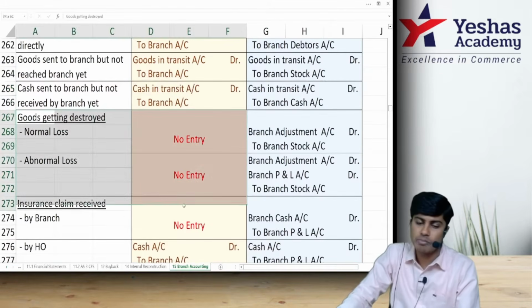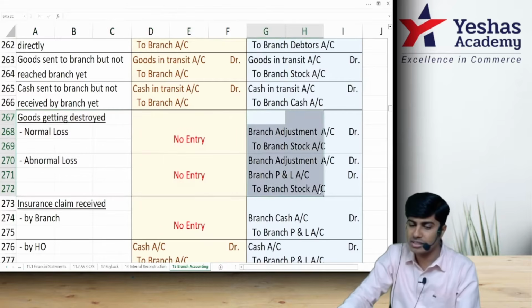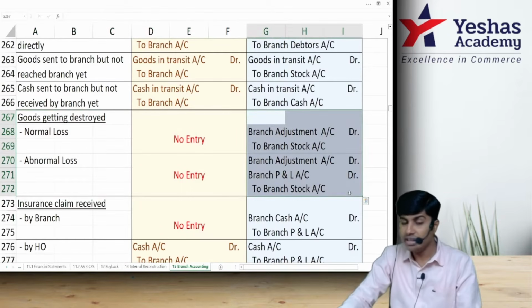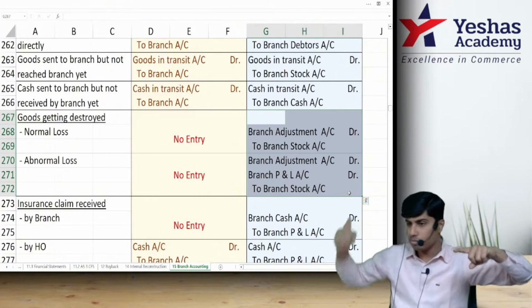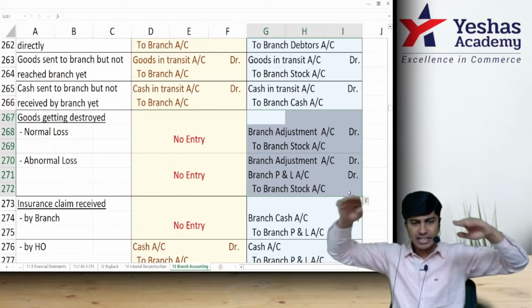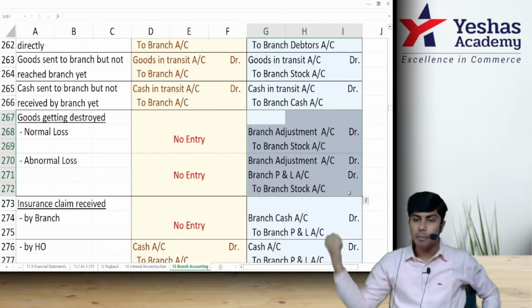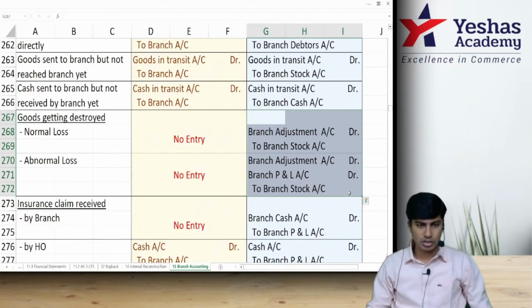And normal loss, abnormal loss, usually there is no entry under debtor system. Under stock debtor system, we still have to write the entry. It will be debited to branch adjustment where we usually remove load, credit branch stock because stock is decreasing. However, if it is abnormal loss, then we'll write branch adjustment account to the extent of load, branch P&L account to the extent of cost, and total invoice price will be credited to branch.